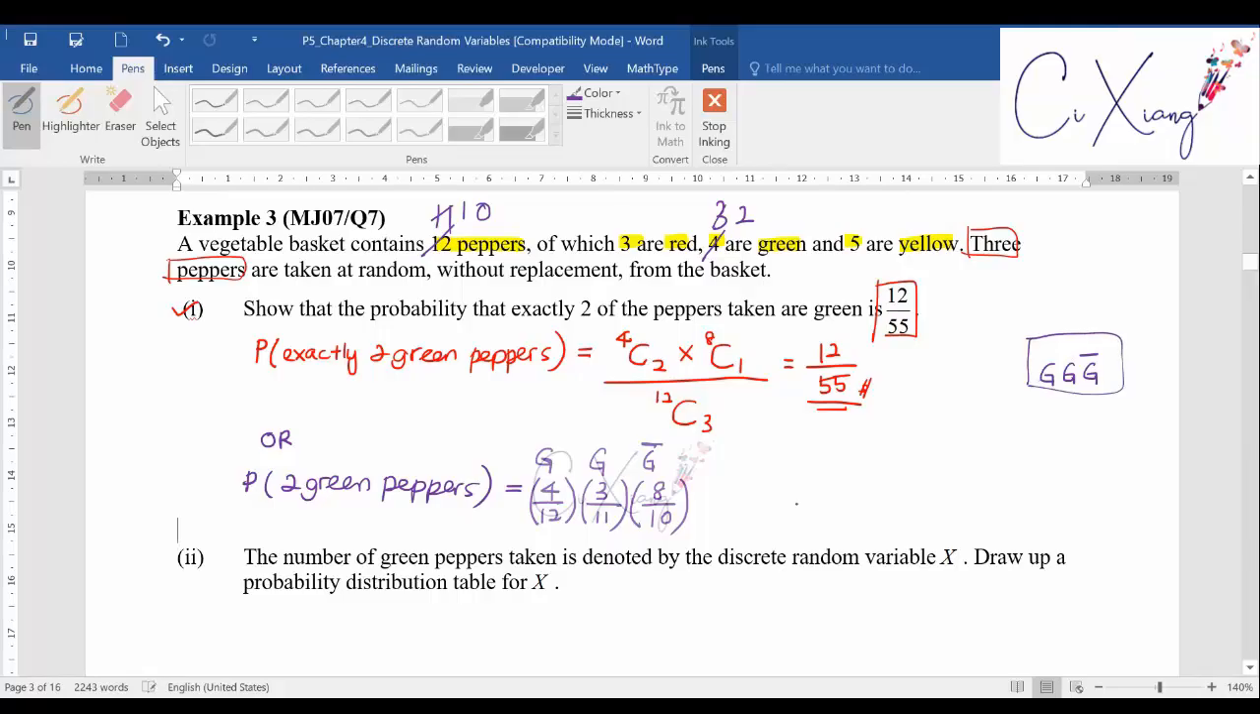When you want to arrange the 3 items, you multiply by 3 factorial, but there are 2 identical green peppers here. Therefore, you need to divide by 2 factorial. 3 factorial divided by 2 factorial also gives 3. If you just now listed out the cases, you multiplied by 3 because you're having 3 different cases. It's actually the same thing. So you just apply it with the permutation formula, and you should be able to get the same answer also.